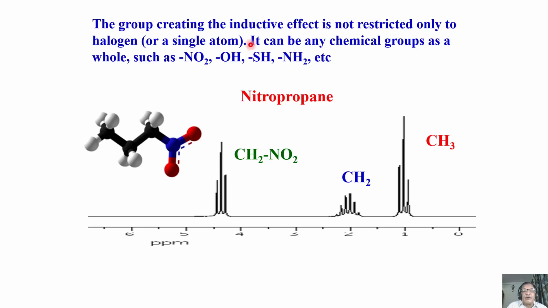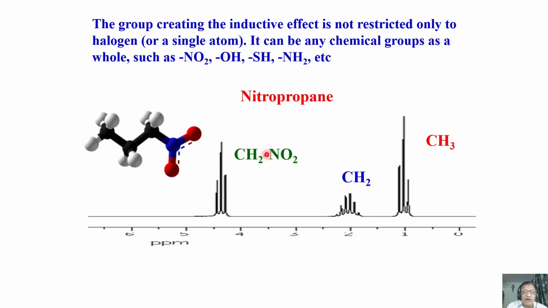a molecule called nitropropane. What is nitropropane? The structure is CH3, CH2, CH2NO2. Now, if you take only propane, we have CH3 twice and CH2. There is only a CH3 group and a CH2 group. There is a perfect symmetry at the center: CH3, CH2, CH3, there is chemical equivalence. I will come to the splitting pattern and everything later, but remember there is a perfect symmetry.